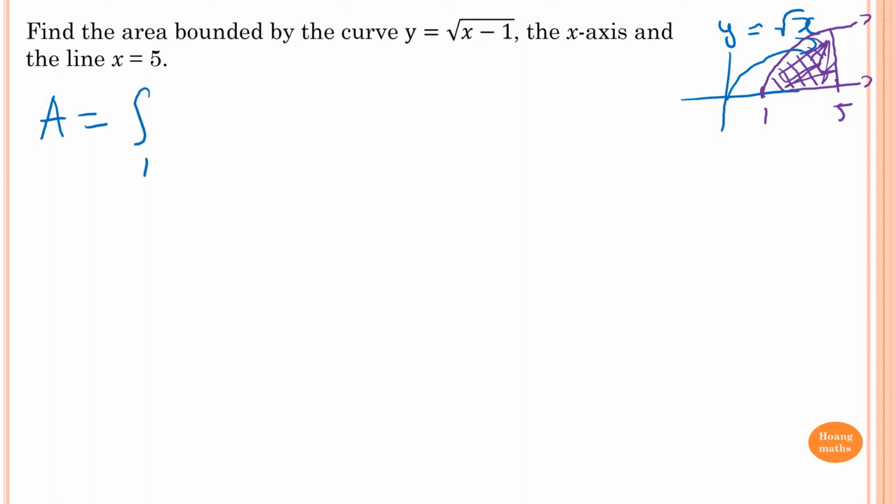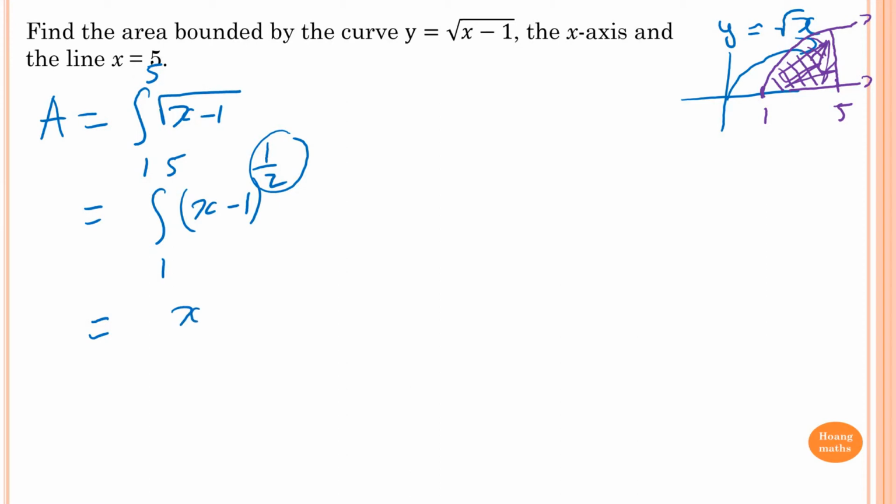integration between 1 to 5 of square root of x minus 1. I write it in index form first, so which is the integral from 1 to 5 of x minus 1 all to the power of a half. Now to integrate this, of course, we add 1 to the power, so x minus 1 to the power of 3 over 2. Then you divide by 3 over 2.